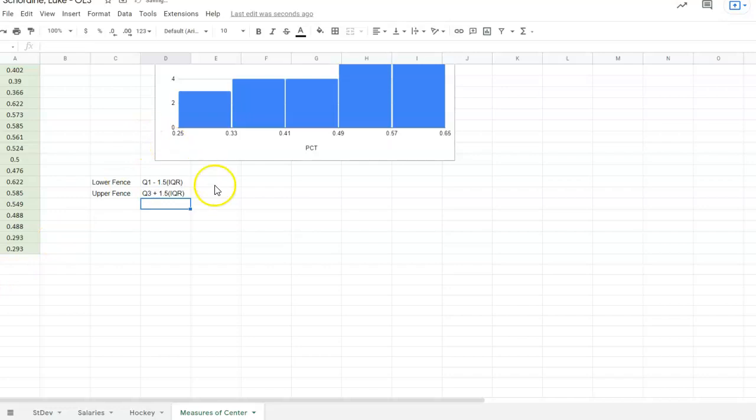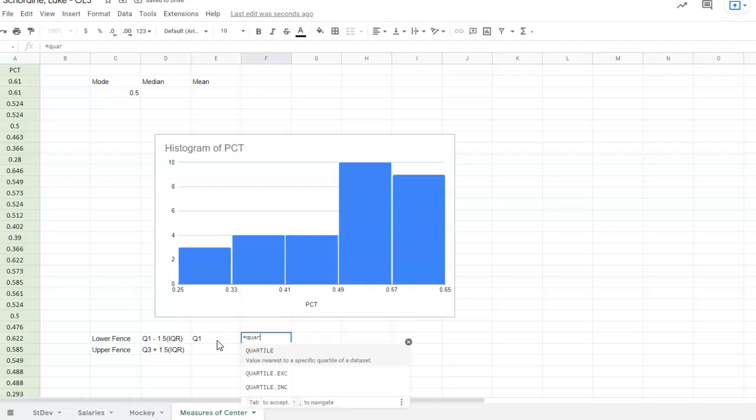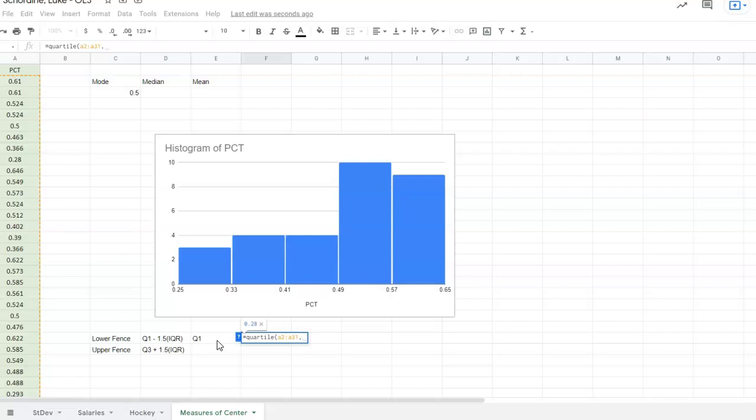You might be saying to yourself, well, how am I going to find this quartile 1? How am I going to find this IQR? Well, guess what? We're in Google Sheets. There's got to be a formula for that. For example, if I wanted to find quartile 1, it's just going to be a formula, which is equal to QUARTILE, and I have to identify the set of values, the data values, which is all the way from A2 up until A31. And I also have to identify which quartile I'm looking for. In this case, it's quartile 1, so I put 1.